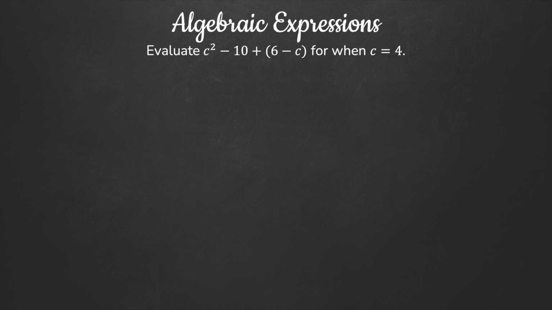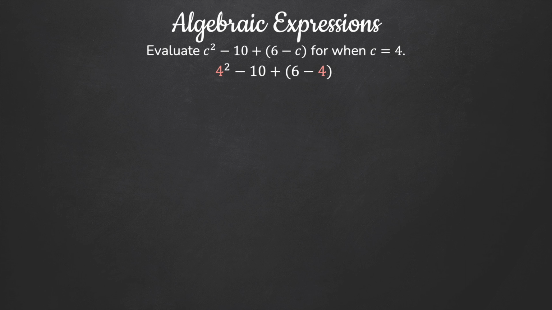Here we have our final example, which is evaluate c squared minus 10 plus (6 minus c) for when c is equal to 4. And what we need to do is substitute our variable c for 4. And in this case, c appears twice, so we're going to substitute both c's for 4 because every time we see a c, we know that it's going to equal 4. And now we have 4 squared minus 10 plus (6 minus 4).